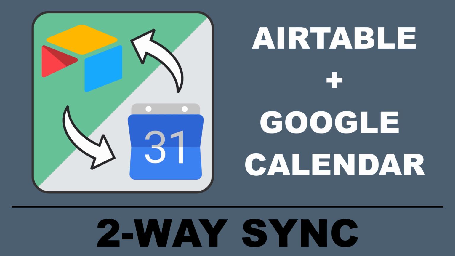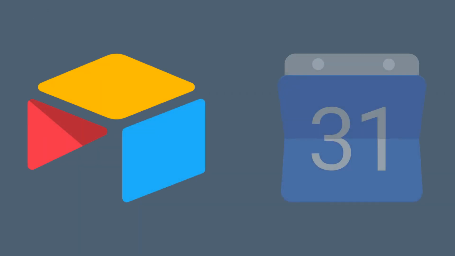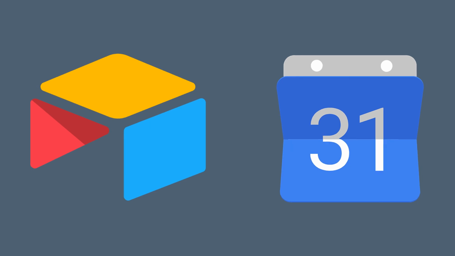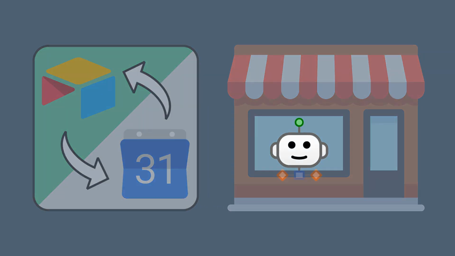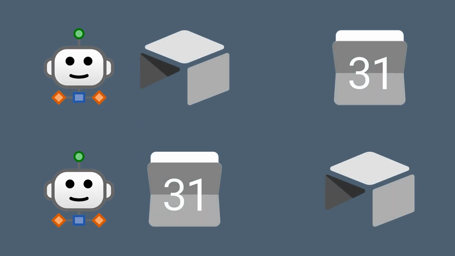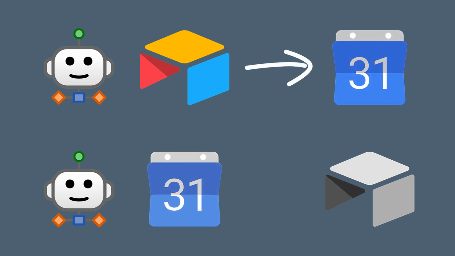Are you looking for a way to sync between Airtable and Google Calendar? With zzBots, you can now install this as a full two-way sync from our bot store. This bot pack contains two bots. One bot will monitor for new or updated records in Airtable and sync them over as Google Calendar events. The other bot will monitor for new or updated events in Google Calendar and sync them over as Airtable Records.